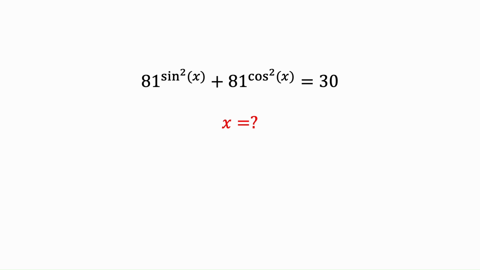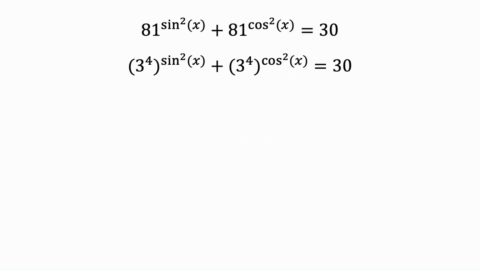Hello everyone, today we are going to solve this equation together and find x. In this equation we have 81, which is 3 to the power 4. We can write 81 as 3 to the power 4, and this here is again 3 to the power 4.